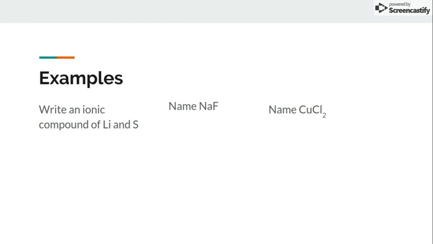A few examples are: write an ionic compound of lithium and sulfur, and it would be Li2S because lithium has a +1 charge and sulfur has a -2 charge, so you would need 2 lithium atoms for every sulfur atom. Name NaF, it would be sodium fluoride because sodium just stays the same, and then for fluorine you just add the "-ide" suffix onto the end of it.